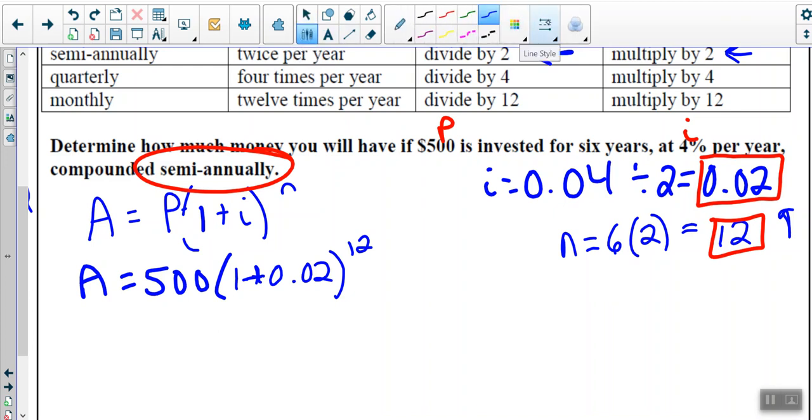So quickly grab your calculator there. We're going to see what our final compound amount will be. 500 bracket 1 plus 0.02 to the power of 12. And I'm getting $634.12.